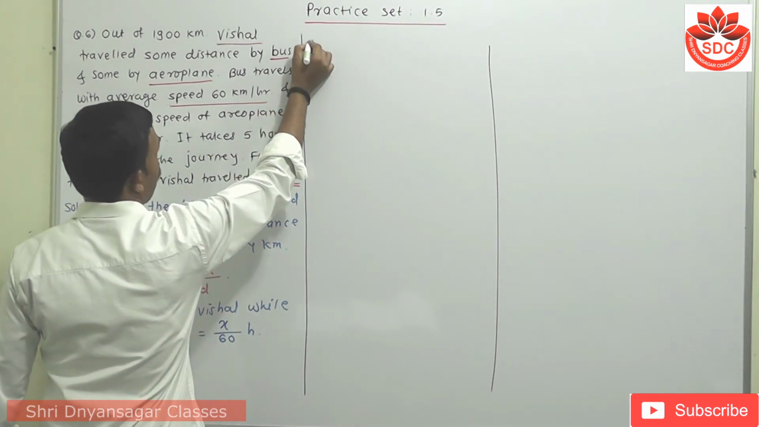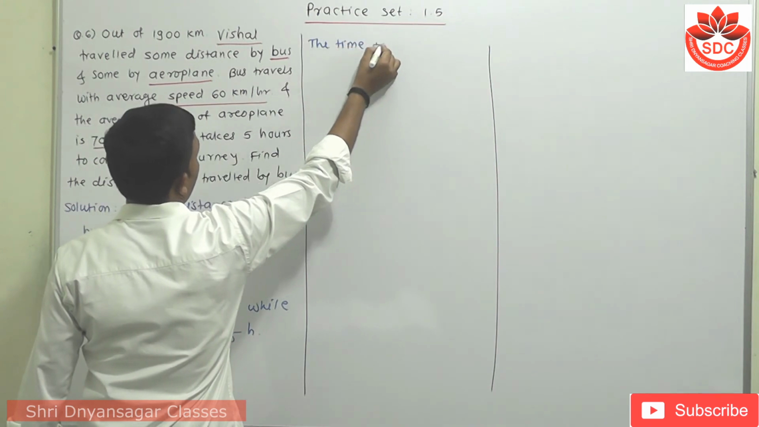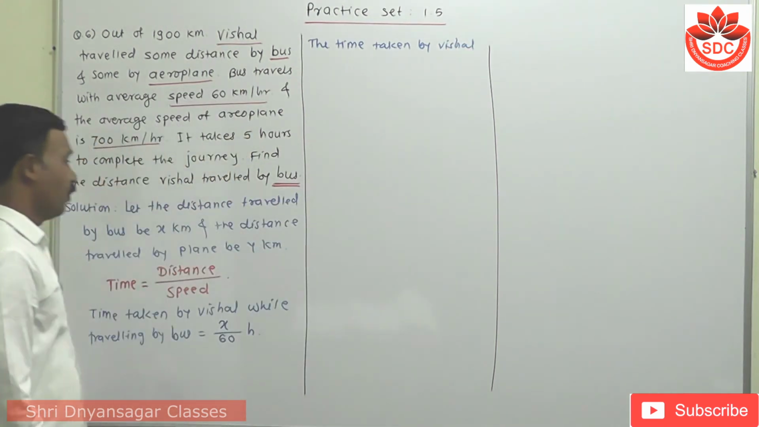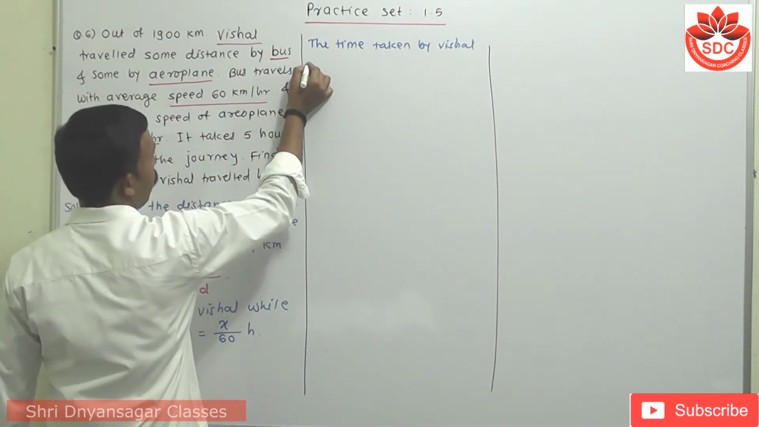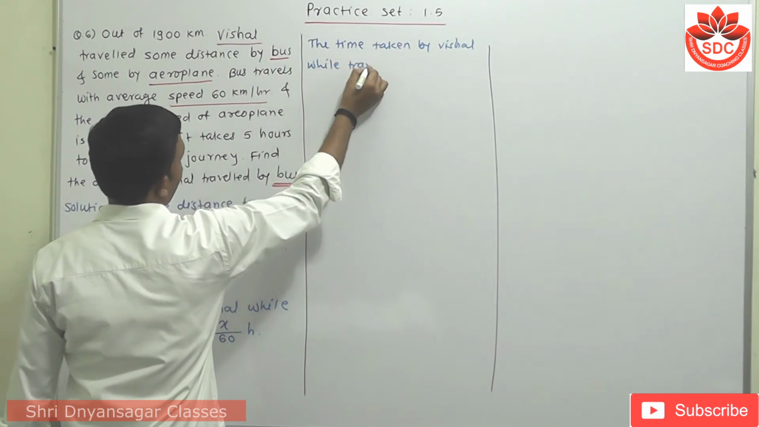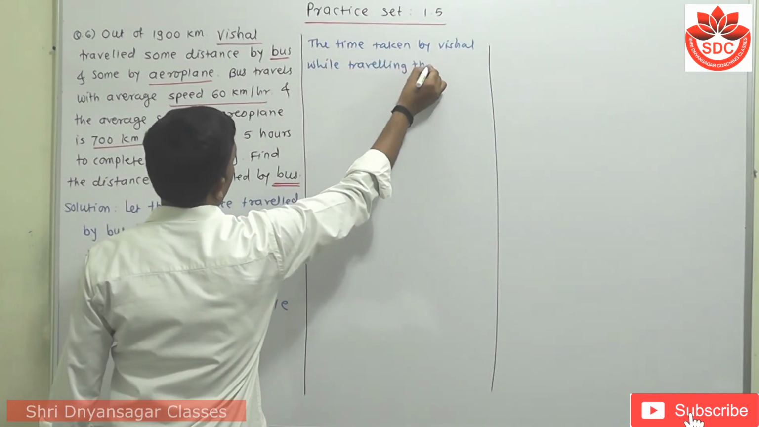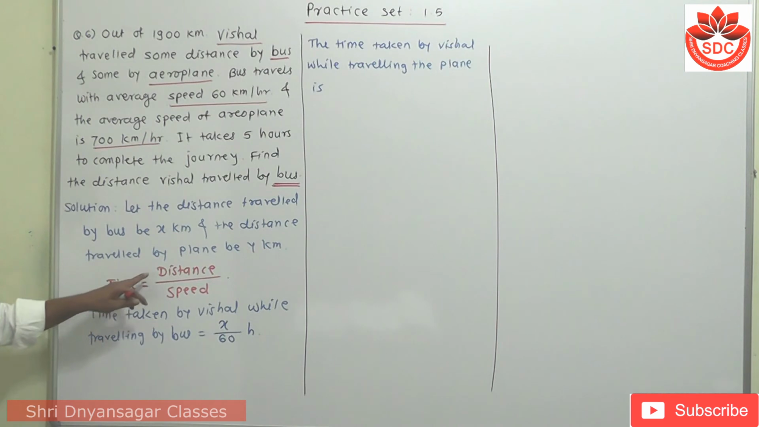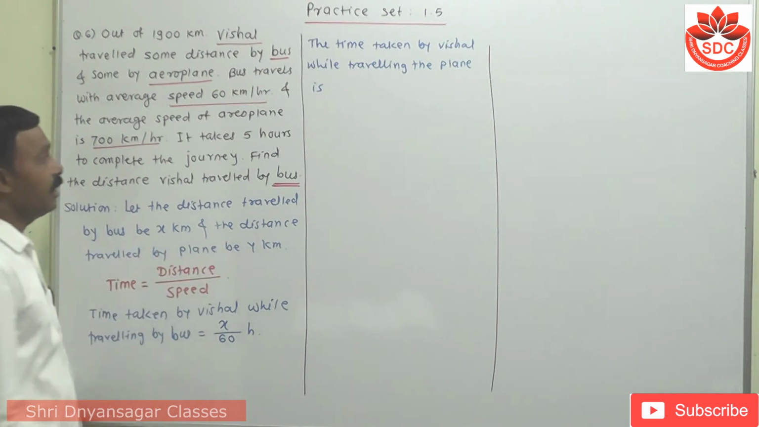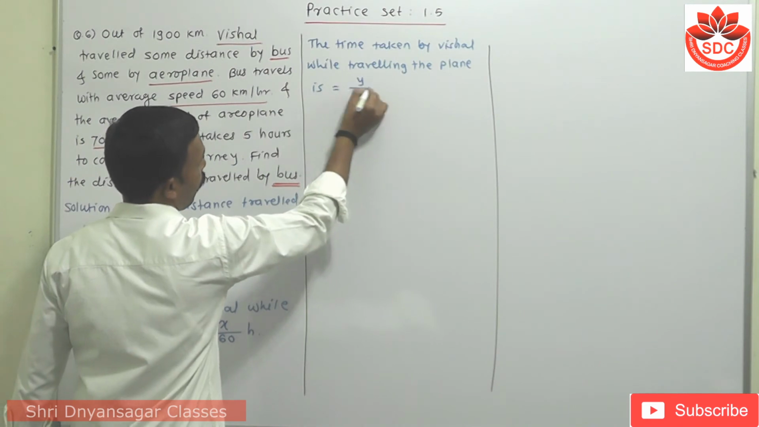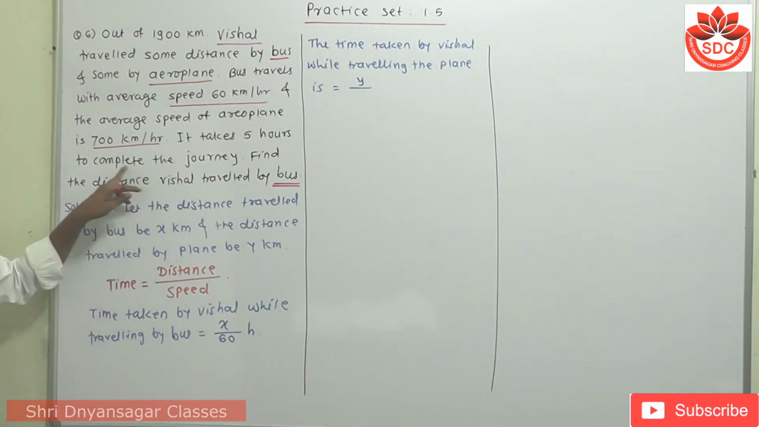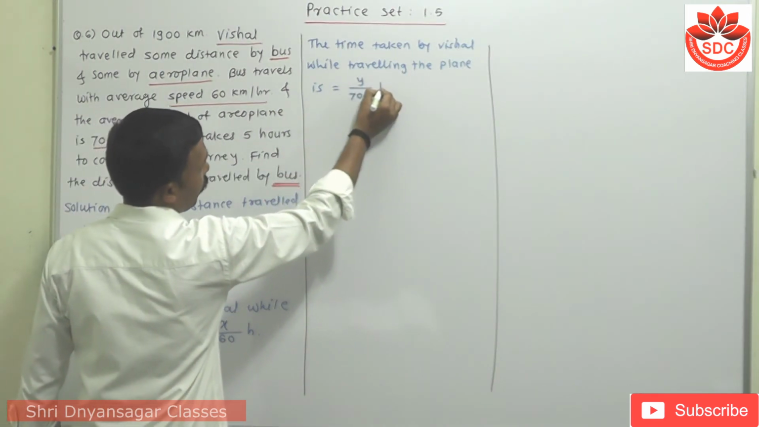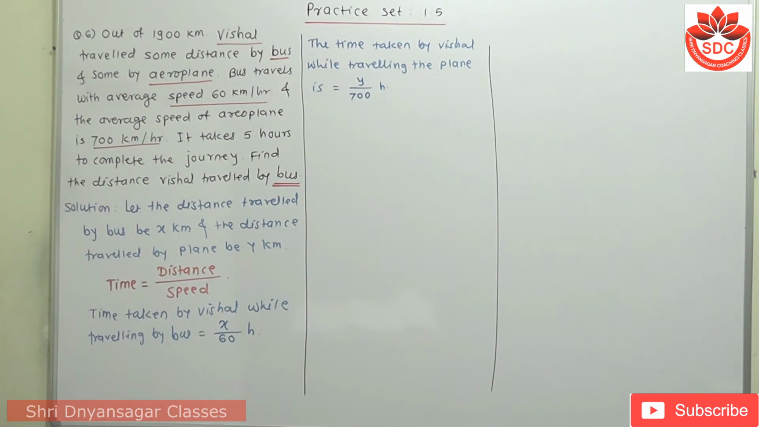while traveling by the plane. Here the distance traveled by plane is y kilometers, so the time is y upon the speed. The speed of the plane is 700 km per hour, so 700. Now kilometer gets cancelled, so this is y upon 700 hours.